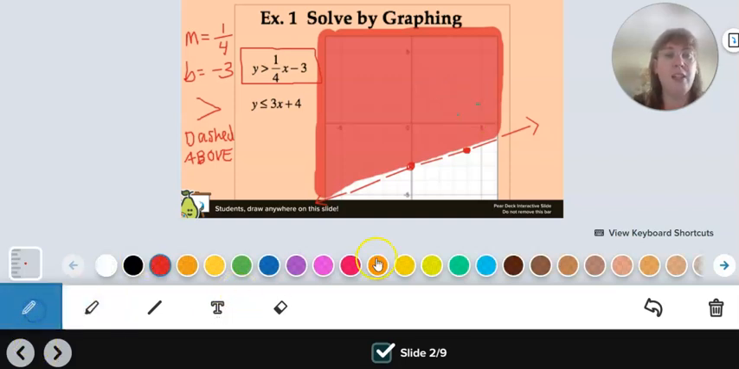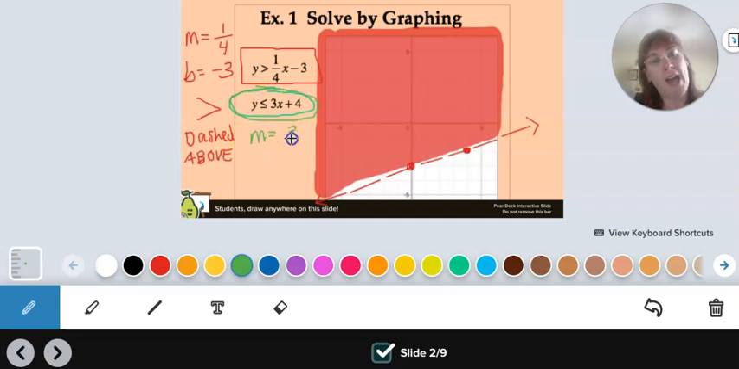Perfect. Now let's look at our second inequality. It has a slope of 3, that's our m, and a y-intercept of 4. So we're going to put a dot on 4, and then our slope is 3, so we would go up 3/1. It's kind of going to go off the graph. So to get the point on the graph, we can go down 3 and left 1. Perfect.